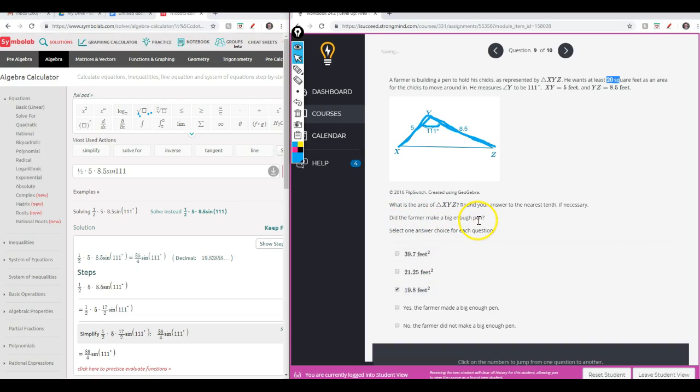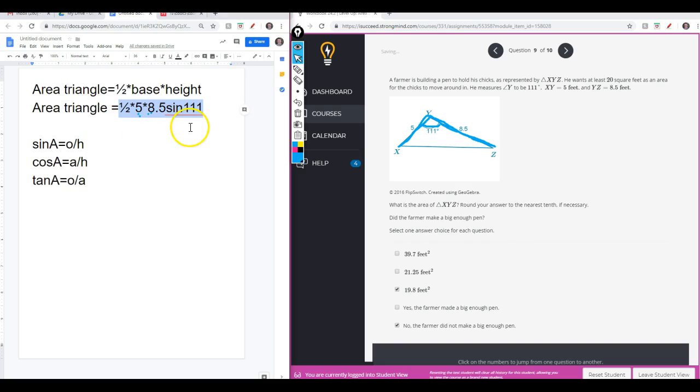Did the farmer make a big enough pen? Again, remember he wanted at least 20 square feet, and 19.8 square feet is not 20 square feet. So no, the farmer did not make a big enough pen. And that's how I would use our new area of a triangle formula to answer this question.